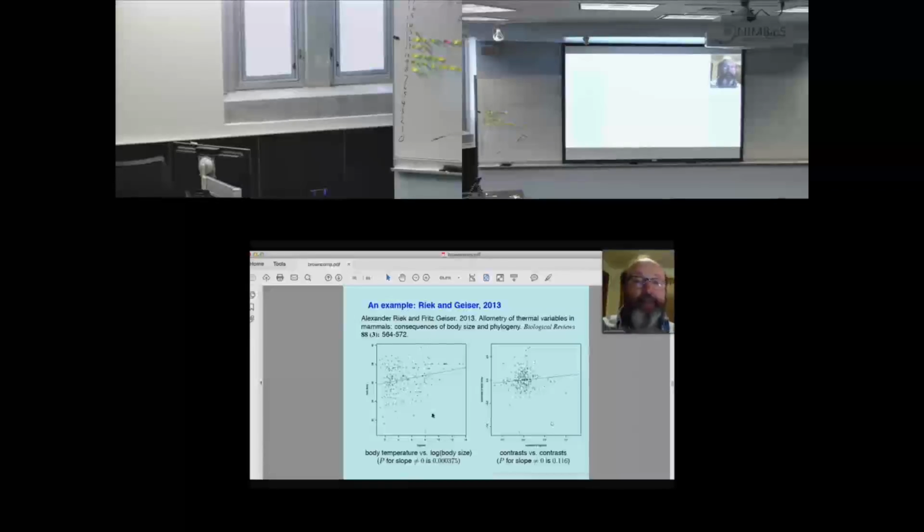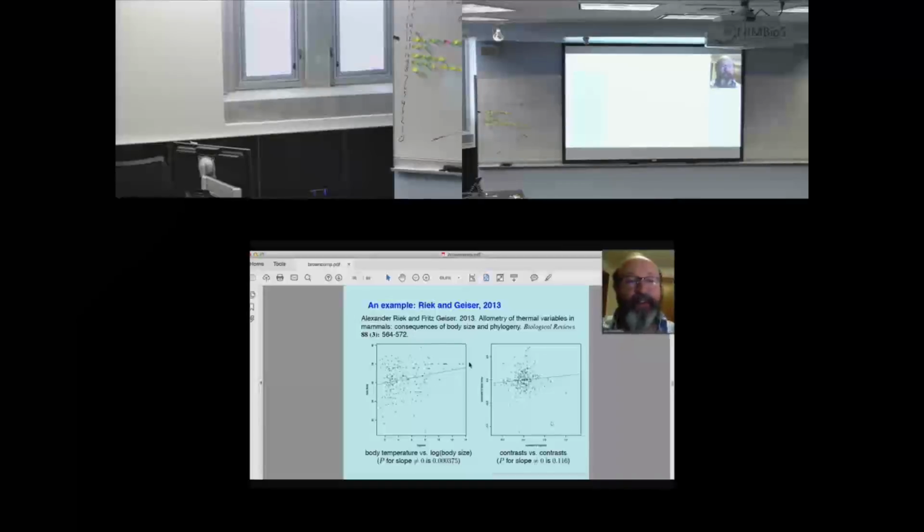There's a large number of species of mammals here. I don't know how many, but a great deal. If you just simply take the individual species and you plot body size against, this is log body size because it's often very good with size variables to deal with them on a log scale. And here's the body temperature. We find a cloud of points. There is a regression through them. There is signal of a positive regression. If you treat those points as independent, you get a p-value of 0.000375, which is strongly significant.